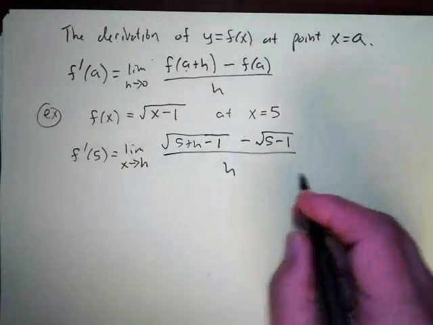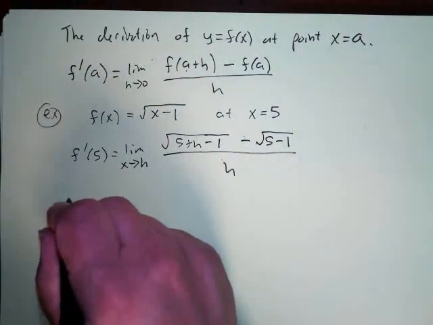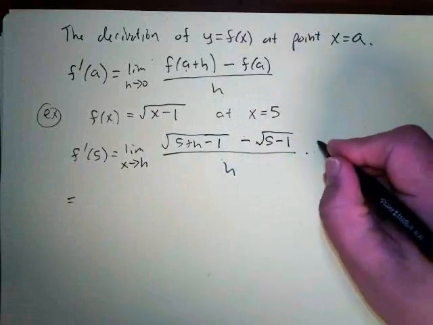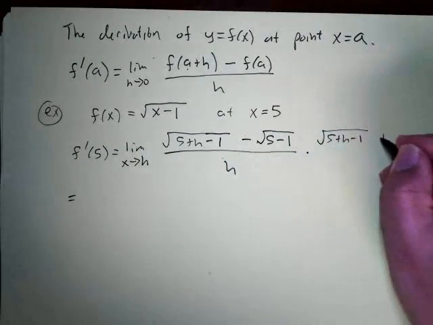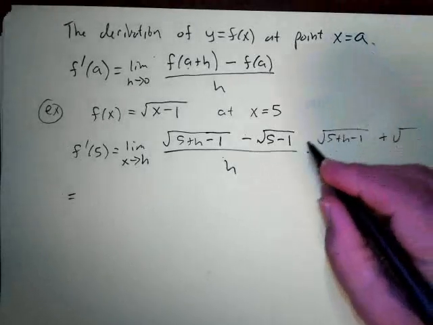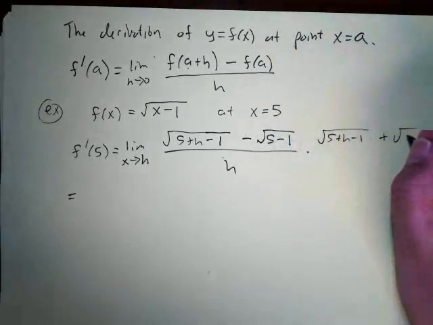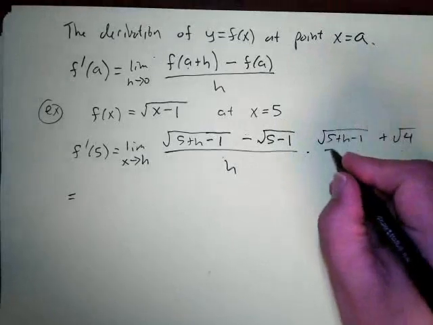Okay, and then I can go ahead and find this derivative. So I'm going to multiply the top and bottom by this conjugate. This was the trick we learned last time. And I know that this here is just square root of 4, so I can do that.